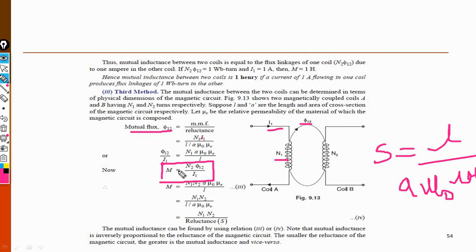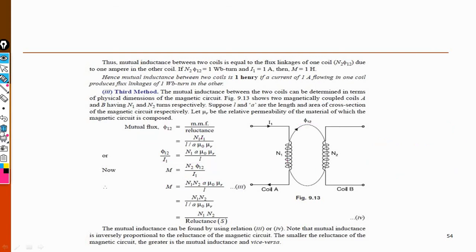In the previous slide we calculated mutual inductance with the help of the second method, that is M is equal to N2 phi 1 2 upon I1. The value of phi 1 2, the mutual flux, is put here. So M is equal to N2 into the value of phi 1 2 by I1. Then the next equation is M is equal to N1 N2 A mu 0 mu r upon L.